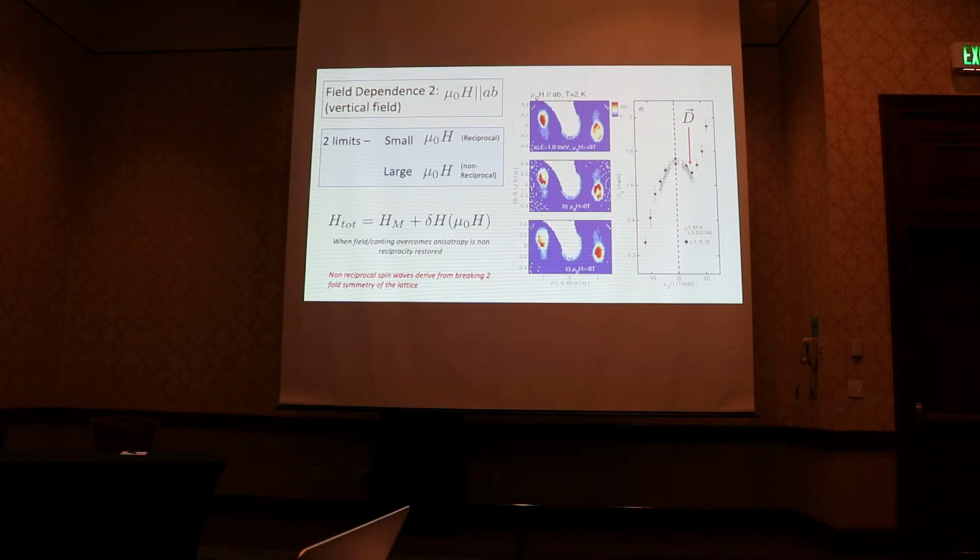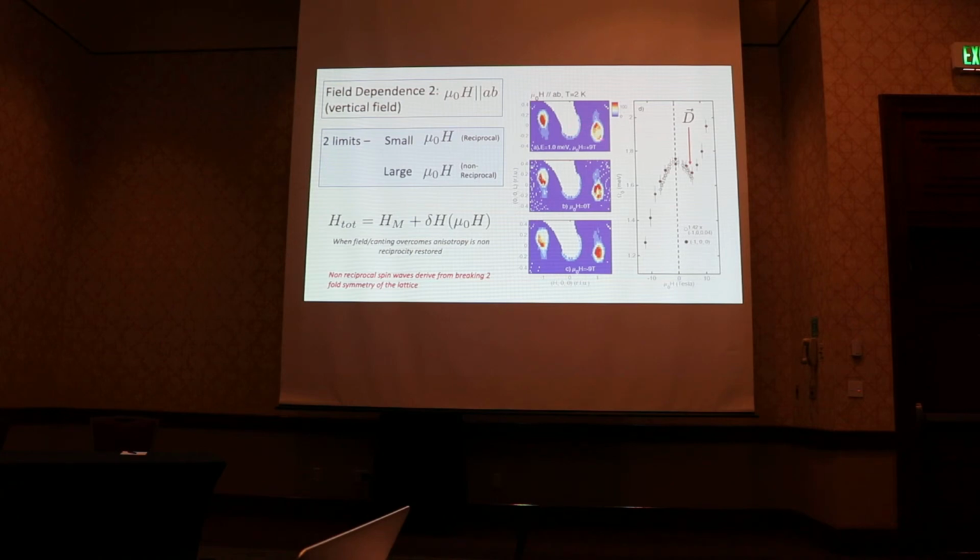It turns out that at very low magnetic fields, the effect is reciprocal. So the magnons change the same way with the field, whether it's plus field or minus field. But for large magnetic fields, actually you then get back this kind of different effect where the magnons along plus, where the field along the plus direction is different than the negative direction.